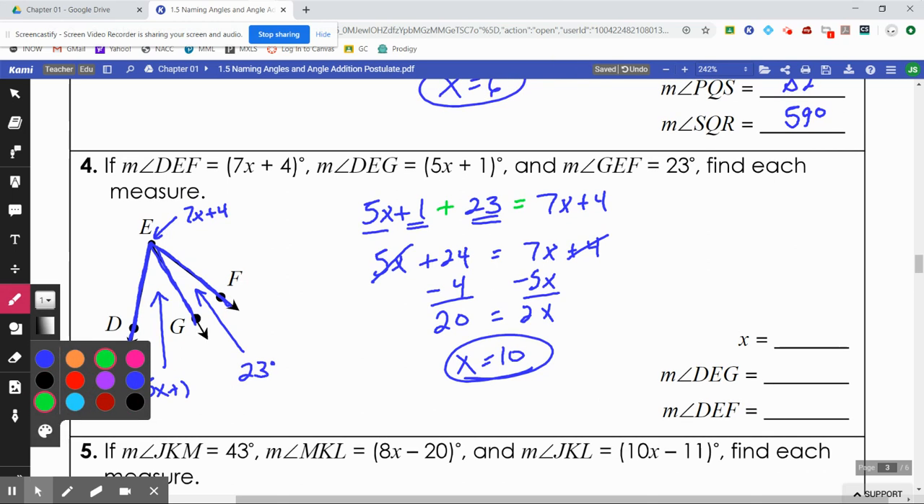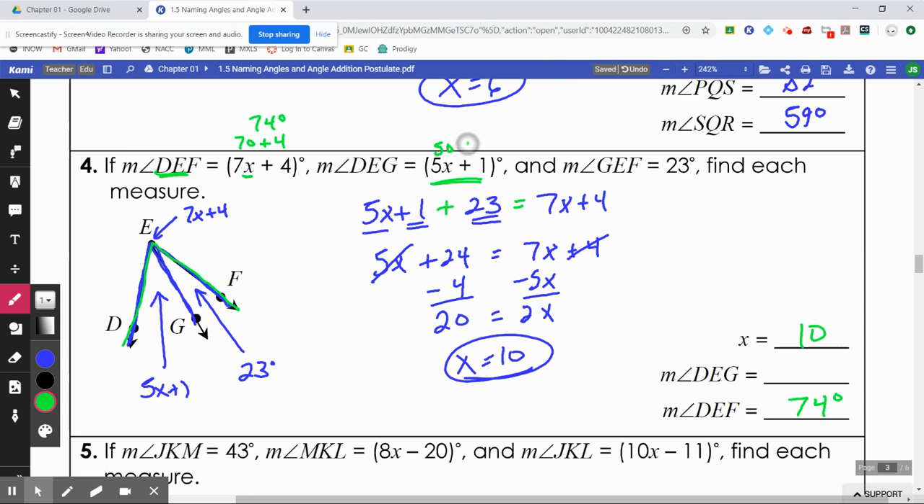Let's write it above it here. So this is now 7 times 10, which is 70 plus 4. That'd be 74 degrees. So let's write x is 10. Let's see, what was that? DEF. DEF was 74. DEG was, again, x is 10, so that's 5 times 10 plus 1. That's 50 plus 1, which is 51 degrees. And you can check, if you take 74 minus 51, you get 23. So that does check out.